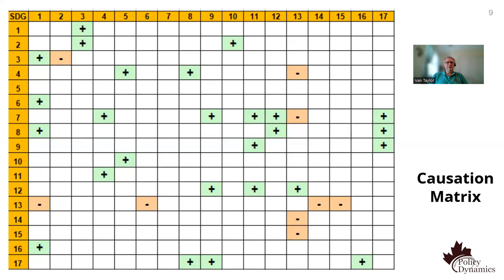So for example, there are different polarities in this. SDG 3 has a negative effect on SDG 2, but SDG 2 has a positive effect on SDG 3. So this is actually a balancing loop between these two SDGs. They're not moving in the same direction. So this is a causal connection, not a correlation.